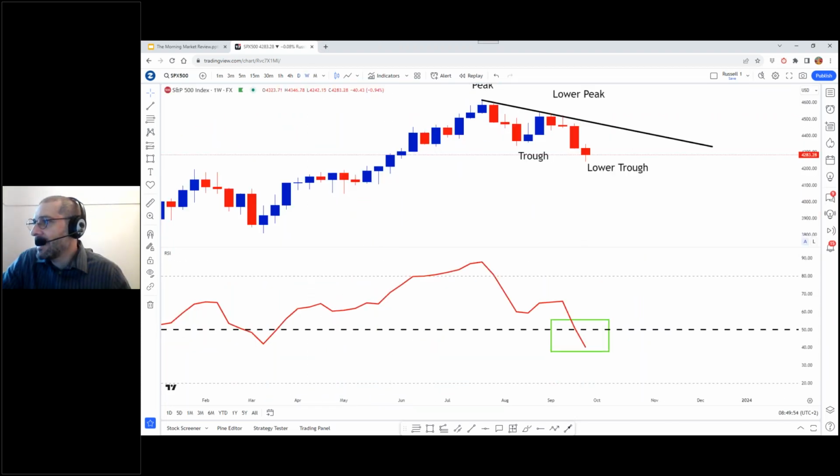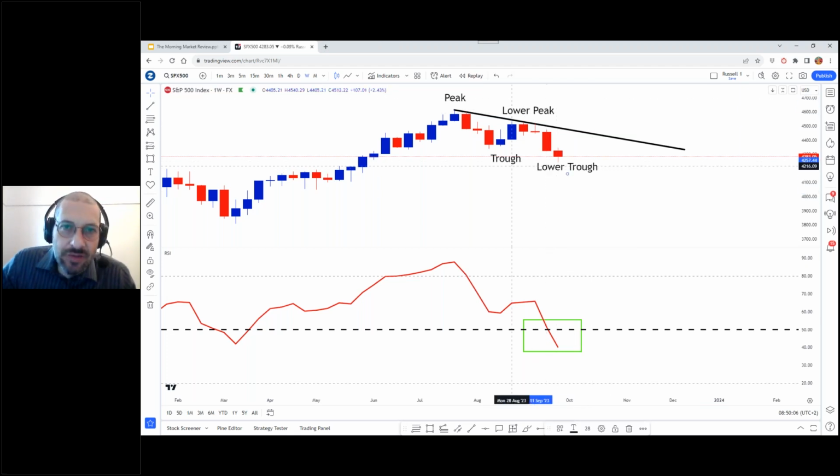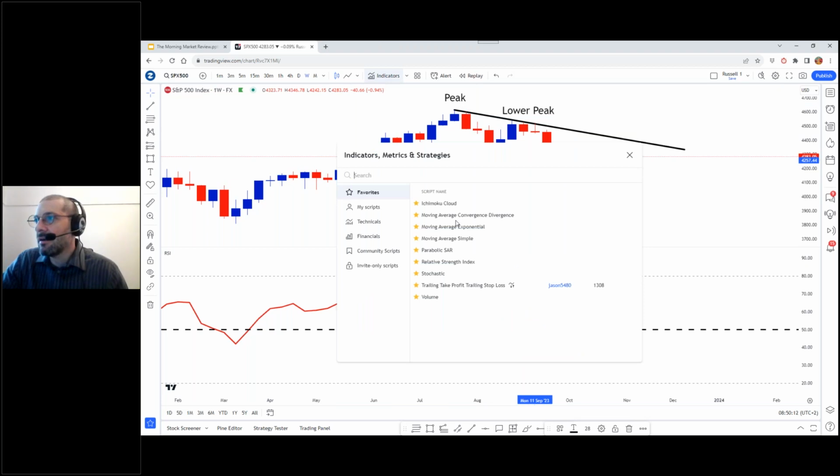All right, and what we have here is a similar looking chart to the NASDAQ. We've got a lower peak followed by a lower trough. That puts it into downtrend. I can't put in the 30-week moving average. I think let's just put that in for the sake of completion. So go moving average exponential.